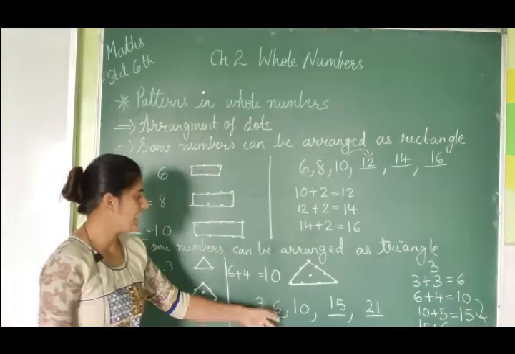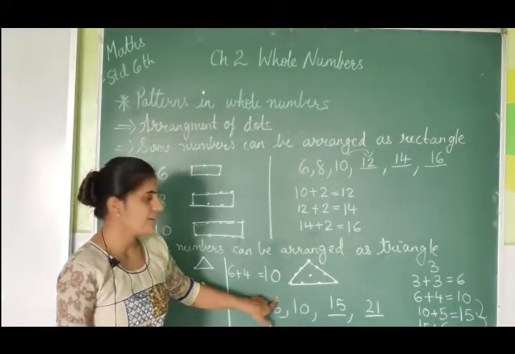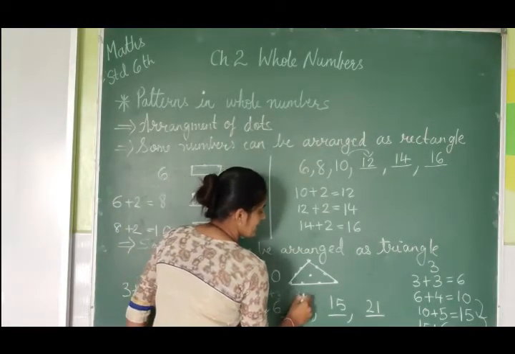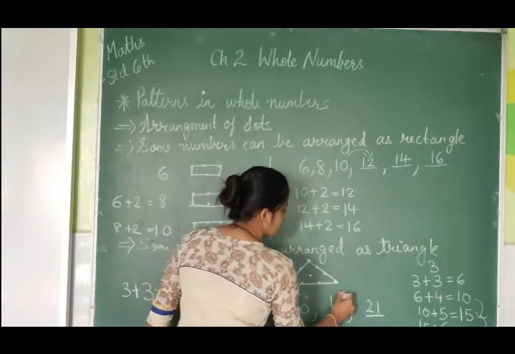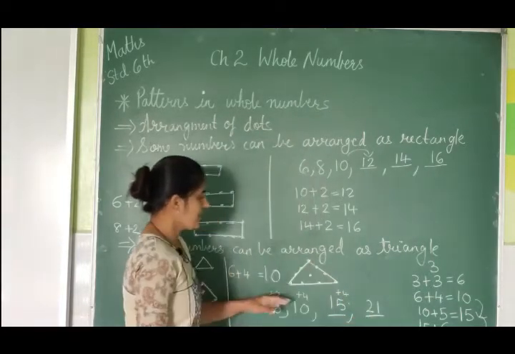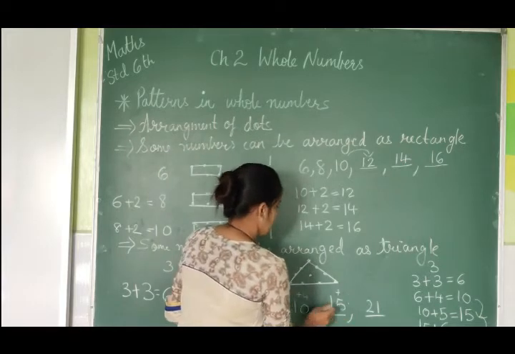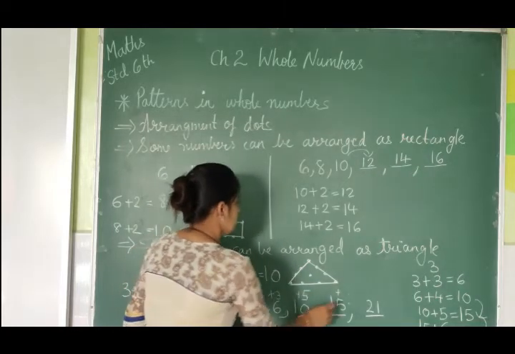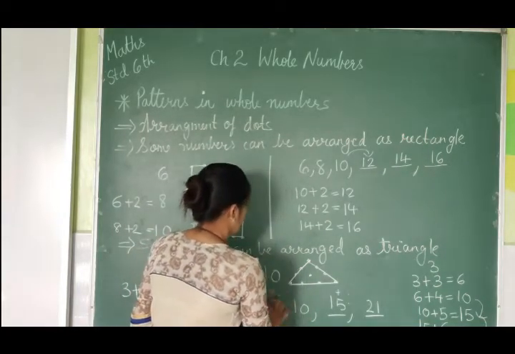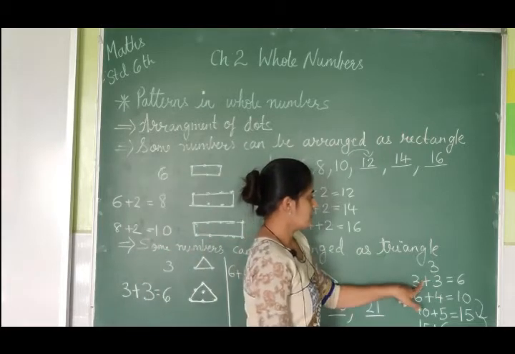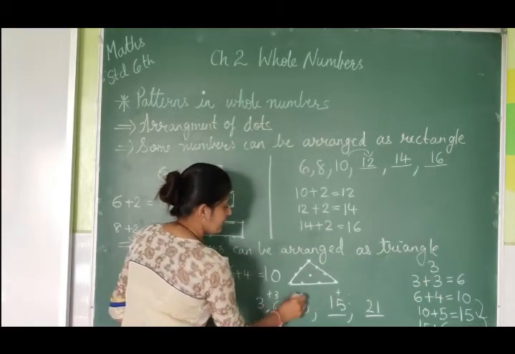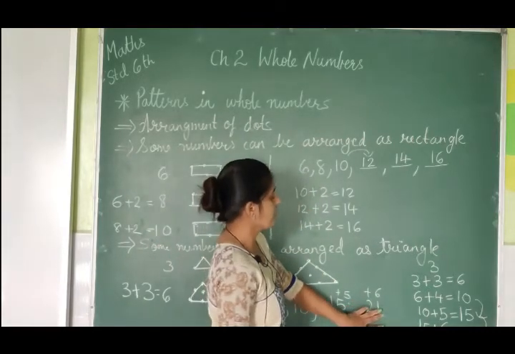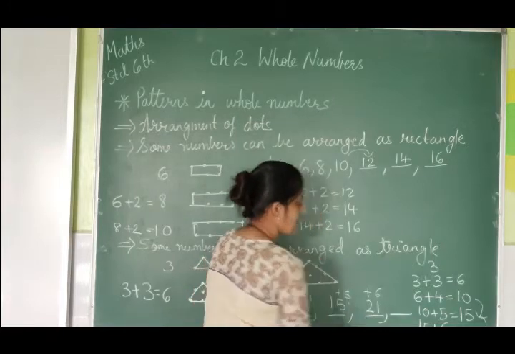So what are we adding? Over here we have added 3 plus 3, 6 plus 4 we will get 10, 10 plus 5 we will get 15, 15 plus 6 we will get 21. So 3 plus 3 plus 4 plus 5 and plus 6. Then you will add 21 plus 7, then the next answer you will get.